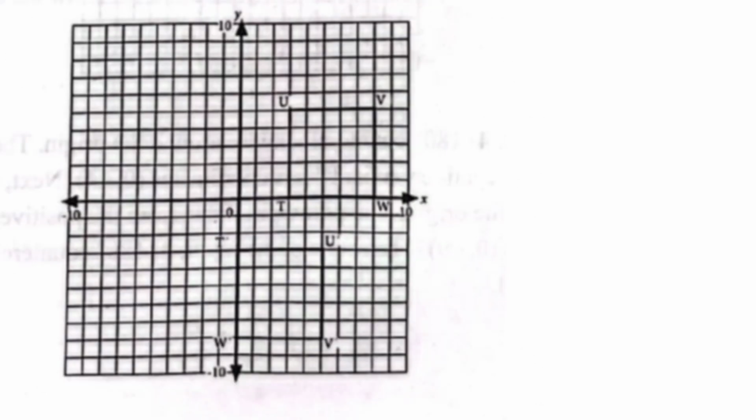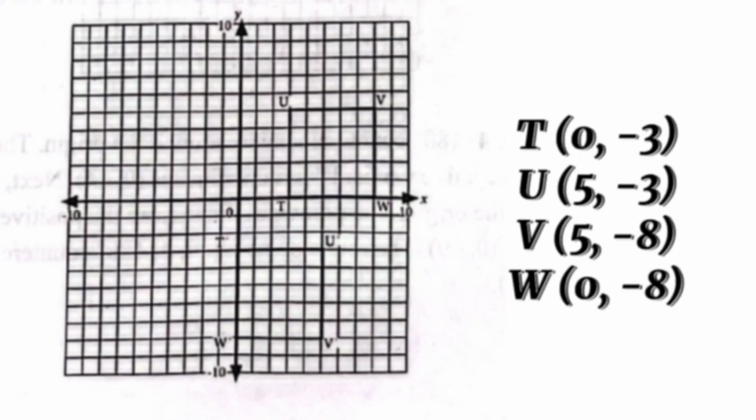Now that we know the current coordinates, we will rotate them 270 degrees counterclockwise around the origin. The point T will have the coordinates of 0, negative 3. The point U will have the coordinates of 5, negative 3. The point V will have the coordinates of 5, negative 8. The point W will have the coordinates of 0, negative 8.